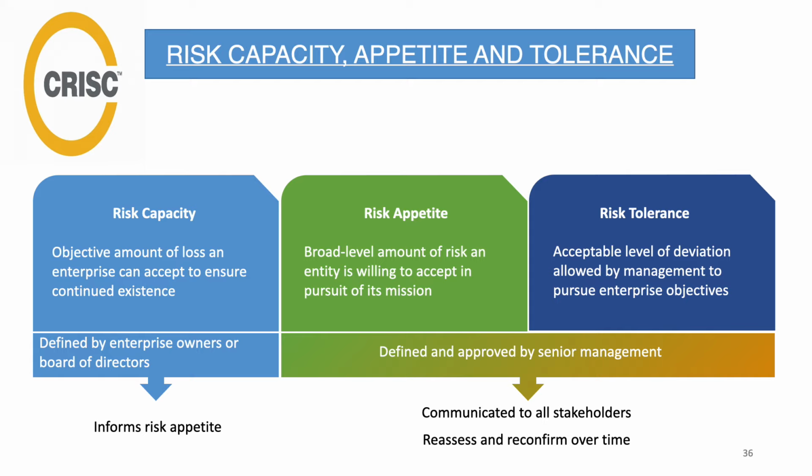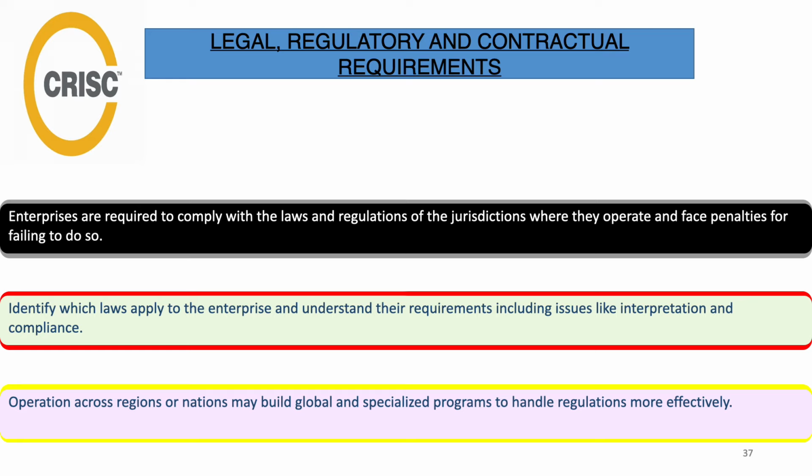Okay, let's move further ahead. Let's discuss the legal, regulatory, and contractual requirements. Friends, businesses are subject to fines for breaking the rules and regulations of the countries in which they are conducting business. So understanding the laws that apply to the business and the requirements is crucial, but it may be difficult since many of them are ambiguous and don't always specify the exact degree of compliance that must be met. For instance, a legislation can call for sensitive data to be protected adequately without defining how much protection is sufficient.